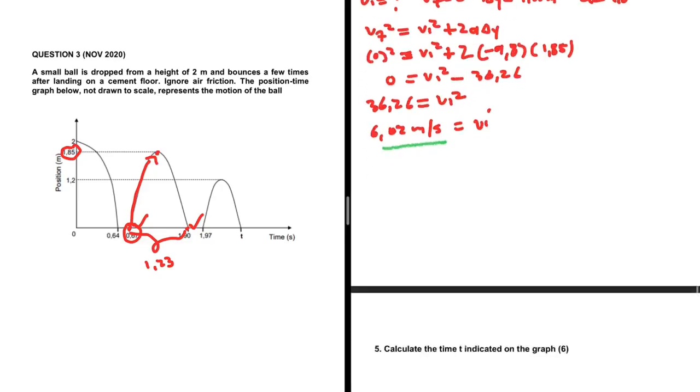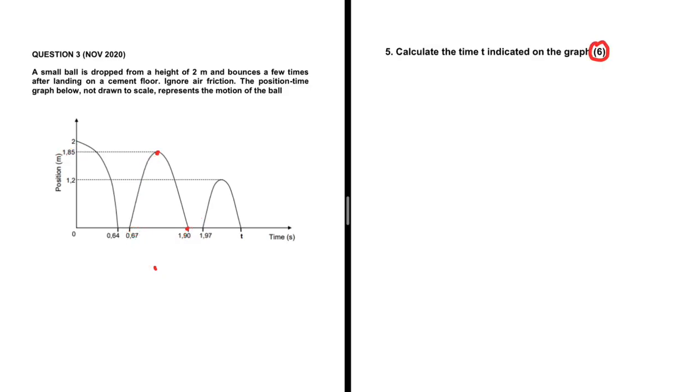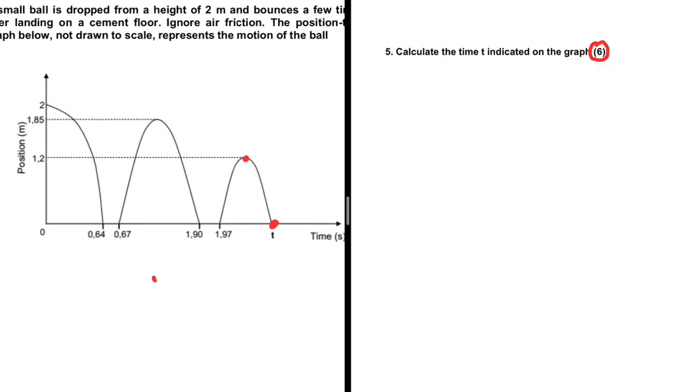Let's go ahead and do question 5. In question 5, we're supposed to calculate the time t indicated on the graph for 6 marks. So let's just get rid of all this for the sake of clarity. We're interested in the time t, and that is for 6 marks. Let's make sense of that. This is the part of the motion that I'm considering.